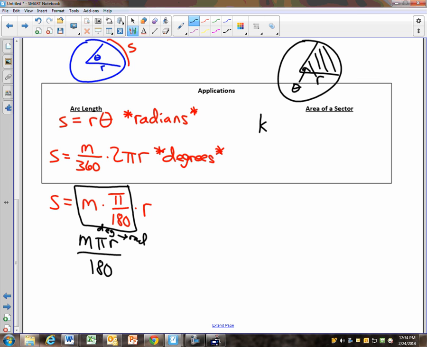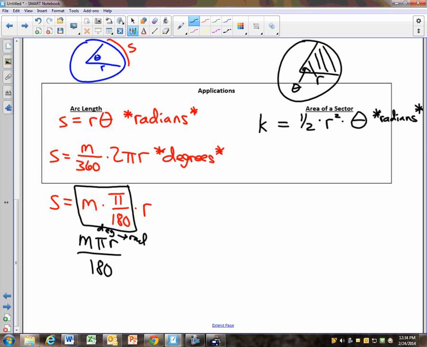So here's the formula that you get: 1/2 times r squared times theta. 1/2 r squared theta. Now it's like, where does that come from? Again, you have to be working in radians.